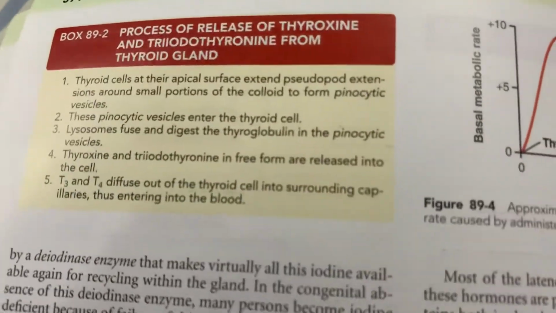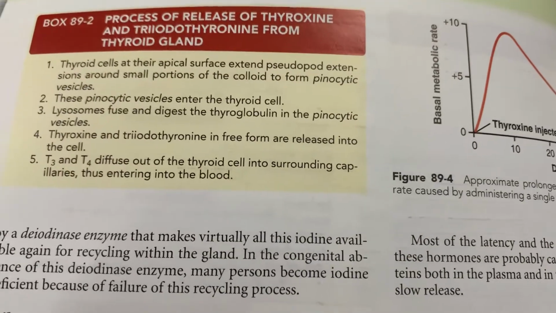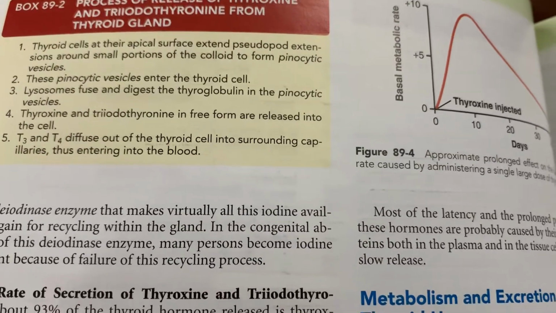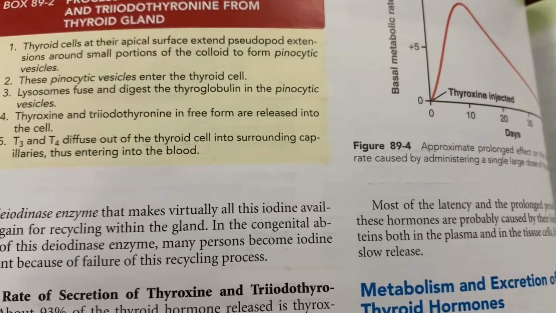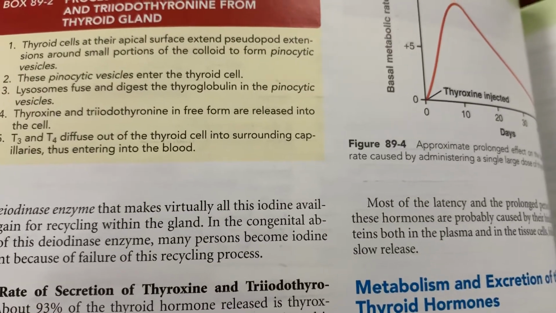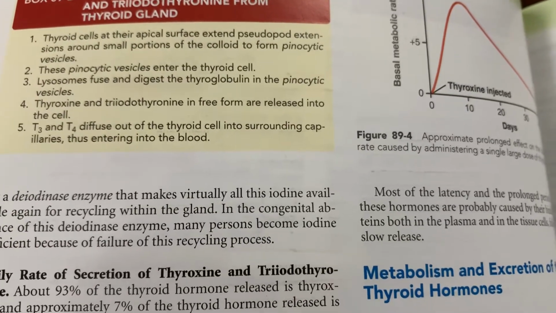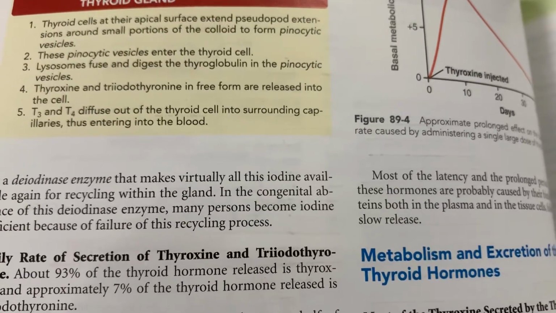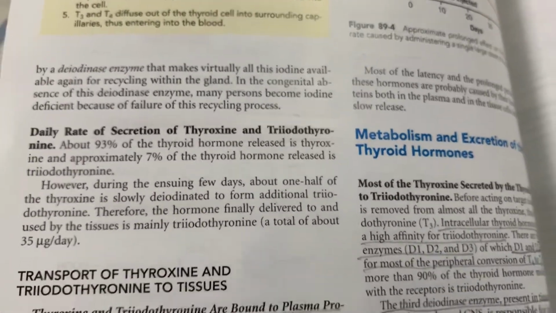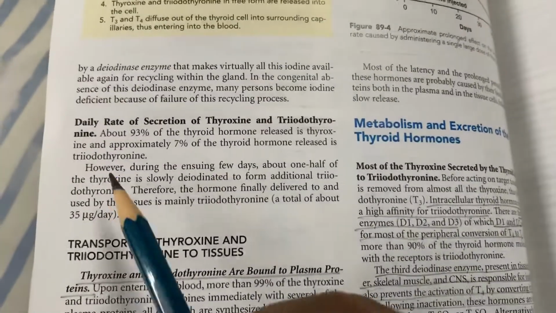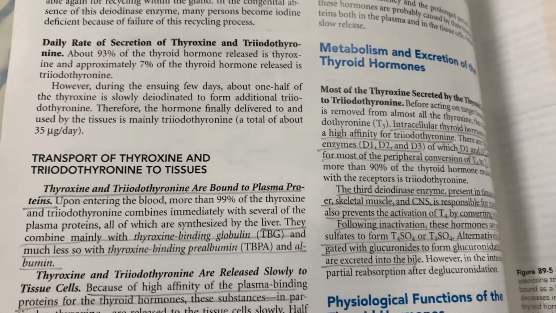So the thyroid cells at their apical surface extend pseudopodic extensions around small portions of the colloid to form pinocytic vesicles. They enter the thyroid cell, lysosomes fuse and digest the thyroglobulin in the pinocytic vesicles. The T3 and T4 in free form are released into the cell and they diffuse out of the cell into the surrounding capillaries and enter the blood. As we already discussed, 93% is T4 and 7% secreted daily is T3.